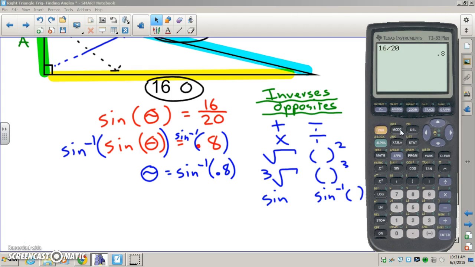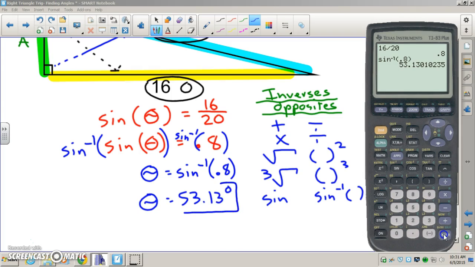Now that I'm in degrees, I can do inverse sine. It's the sine button, but it's the yellow part to it, and it's kind of fuzzy on this calculator from the image quality. But you're going to hit second sine, which pulls up the inverse sine of 0.8. And I get 53.13. So my angle is 53.13 degrees. Okay. Let's look at a couple more examples.